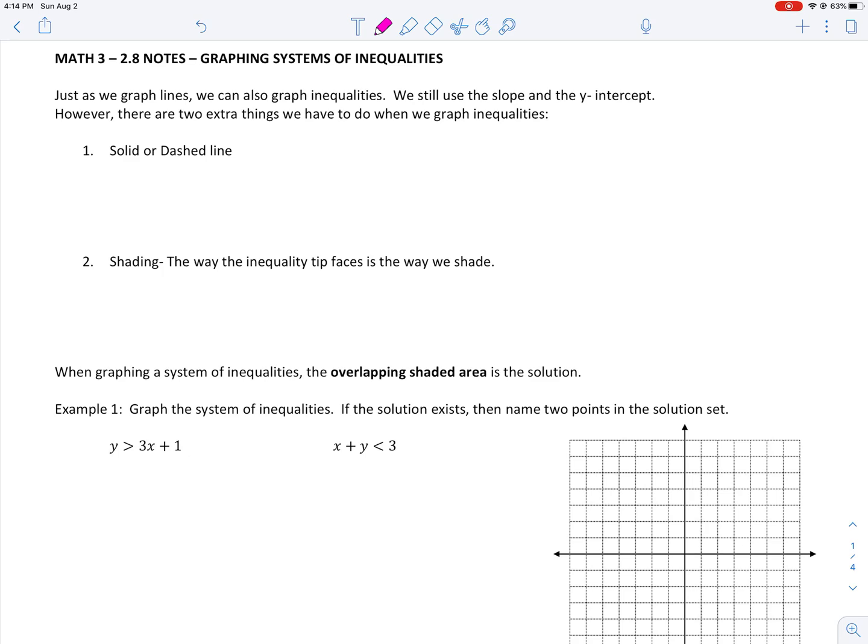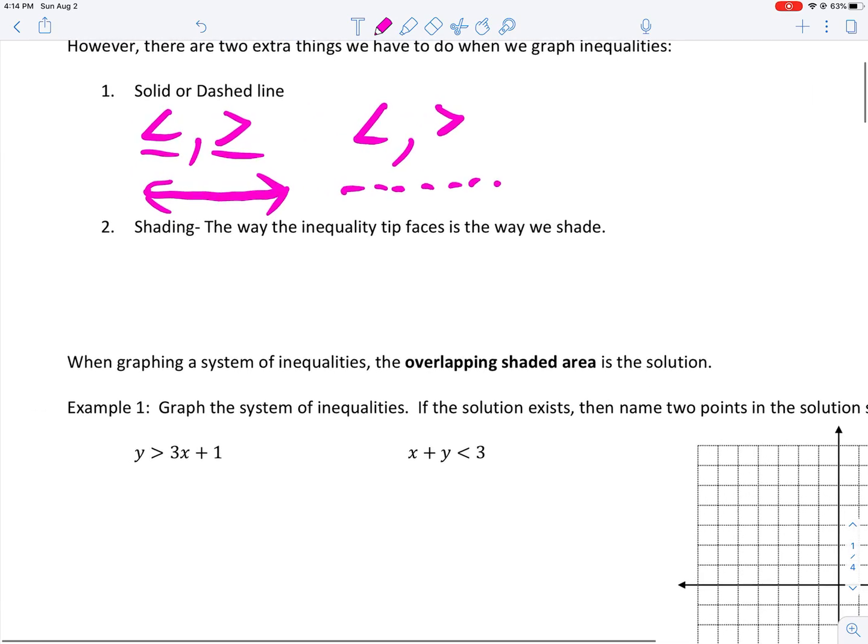So one of the things is whether it's a solid or dashed line. If you have less than or equal to or greater than or equal to, it's going to be a nice solid line. If it's less than or greater than, then it's going to be dashed. Now this works whether it's a linear function or a quadratic, or absolute value. It's the same concept. Some are solid, some are dashed. It depends on the inequality symbol.